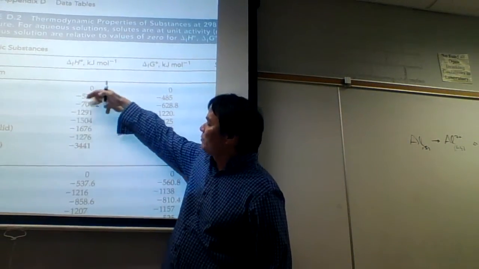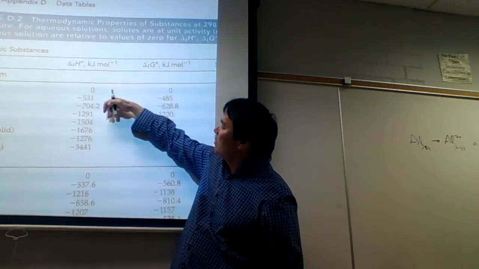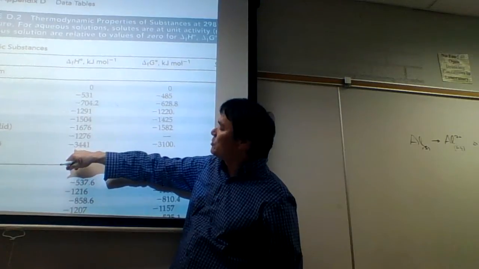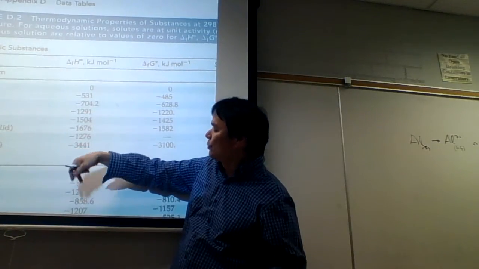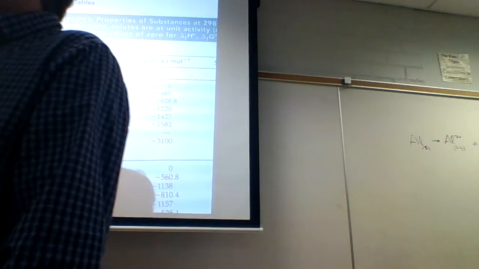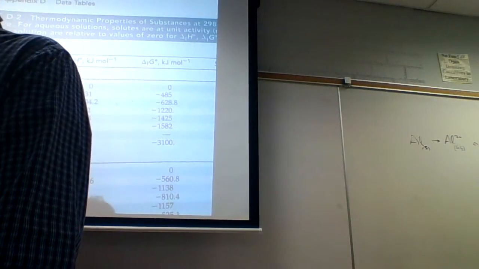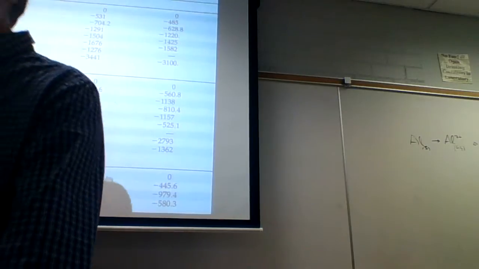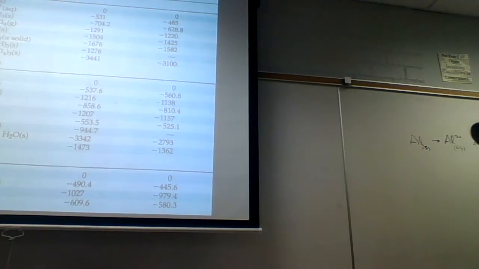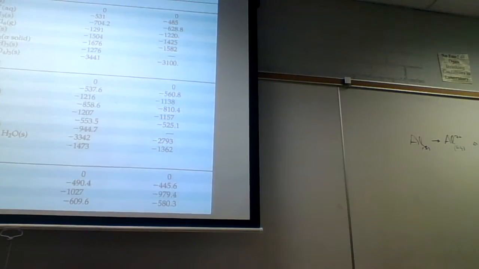Here, AlCl3, if you look, these are all exothermic, and we go all the way for aluminum sulfate to minus 3441. So we have to worry about the electrons? Yes, we do have to worry about the electrons because, and I'll talk about this one more, where are the electrons? You know, because this is not balanced.